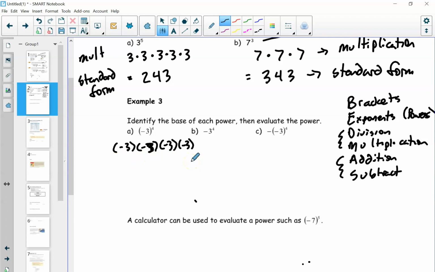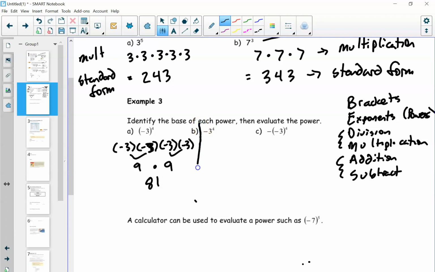All right, so we know that negative 3 times negative 3 is going to be 9. And then negative 3 times negative 3 here is also going to be 9. Sorry, positive 9, not negative 9. And then we've just got 9 times 9 is 81. So it's very important that you look at where the brackets go on this.